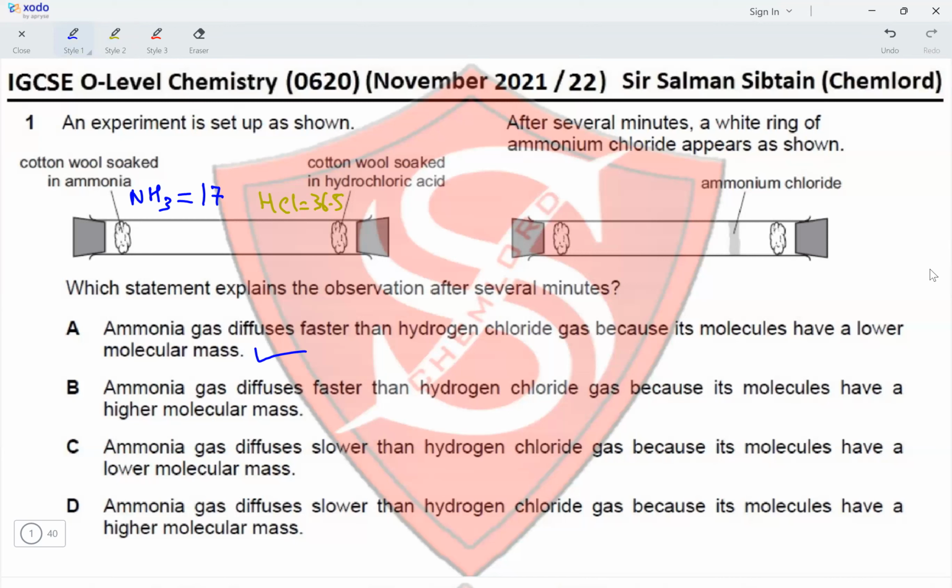Next, ammonia gas diffuses faster than hydrogen chloride gas because its molecules have a higher molecular mass. No, if it has a higher molecular mass, it would diffuse slower, not faster. Ammonia gas diffuses slower? No, the ring is closer to HCl, so ammonia cannot be diffusing slower. And the last one, ammonia gas diffuses slower, again it is not diffusing slower, it is diffusing more quickly. So the correct option for this question is option A.